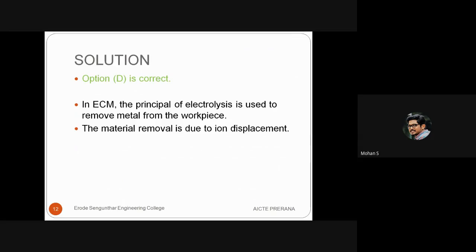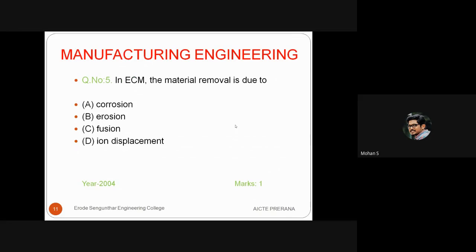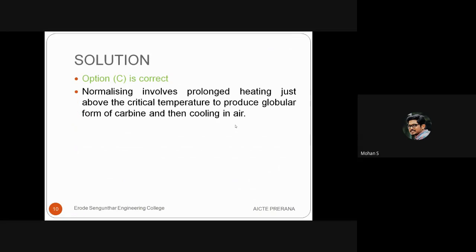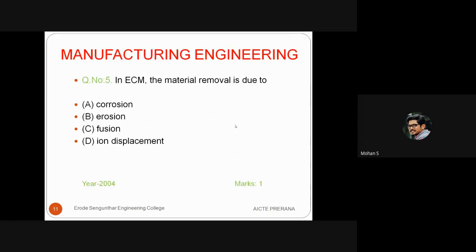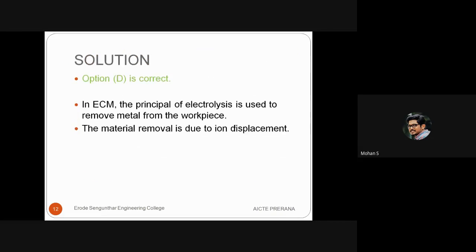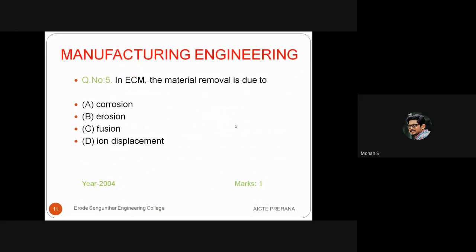The next point is that the material removal is due to ion displacement. It is also the definition of the principle of the electrolysis process. Ion displacement is happening over here. That is the main theme of this electrochemical machining process. Hope you have noted the answer. So for the ECM process, the metal removal happens due to what? Ion displacement, option D. So let's move on to the next question.